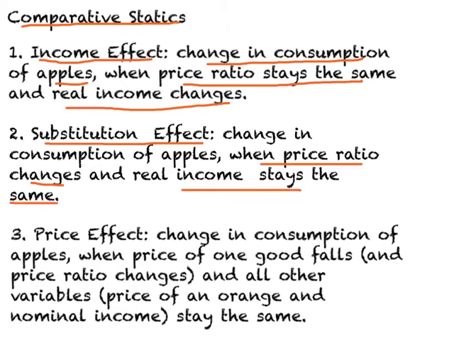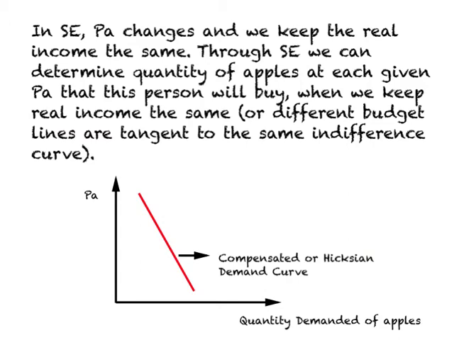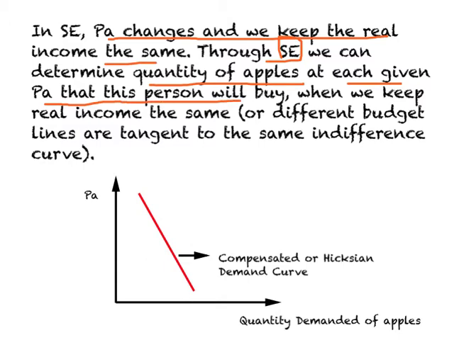Then the third effect we looked at is the price effect, and that is change in consumption of apples when price of one good falls and all other variables stay the same. And when price of one good falls, we know price ratio will change and so will real income. Now let us revisit substitution effect, where price of an apple changes and we keep the real income the same. And through substitution effect, we have quantity of apples at each given price of apple that this person will buy when we keep real income the same.